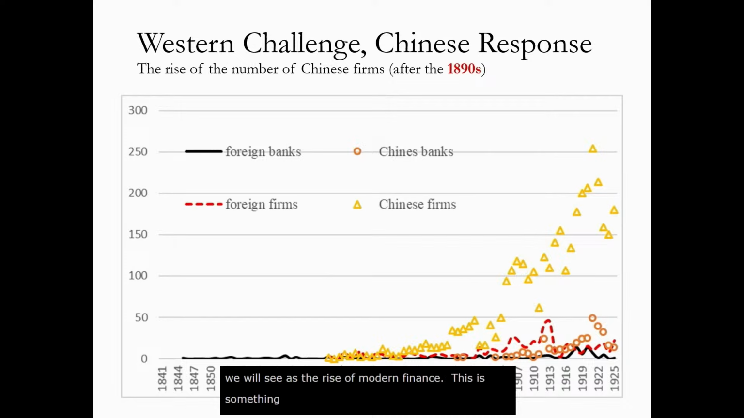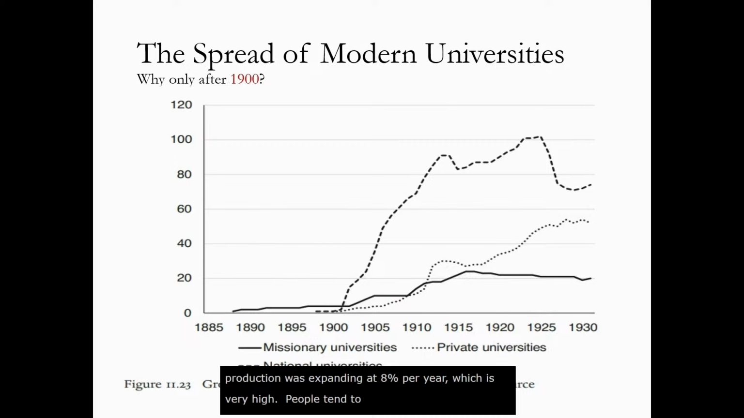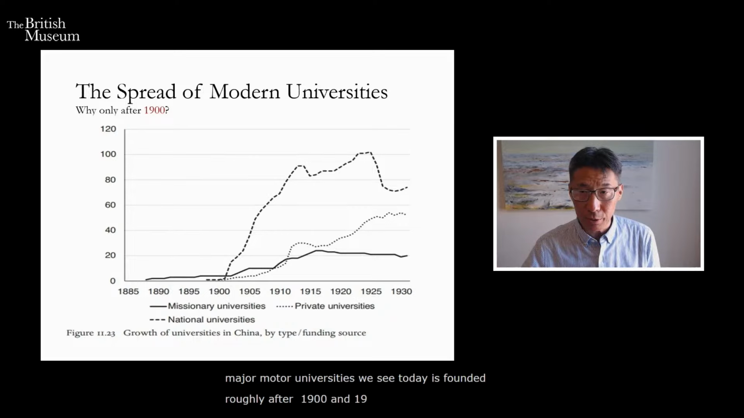China was a very important empire, but certainly by the early 20th century, it was on its course to become a modern country. And you can see, from the data we have, from 1912 onwards, modern industrial production was expanding at something like 8% per year. That's very, very high. People tend to forget that there was very rapid expansion. And very importantly, modern universities. All the major modern universities we see today were founded roughly after 1900, in the 1910s, okay? So this is also a very major development as well.